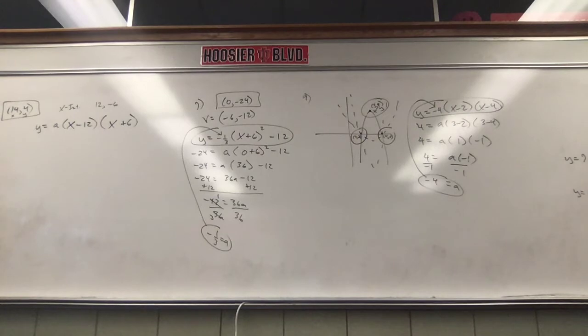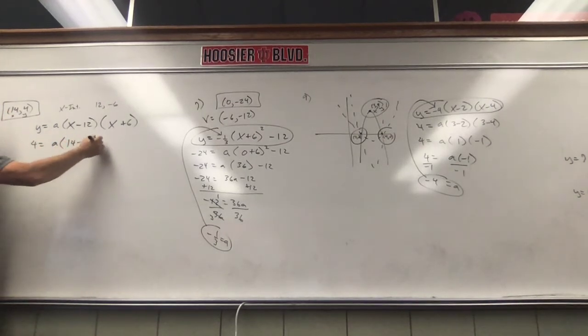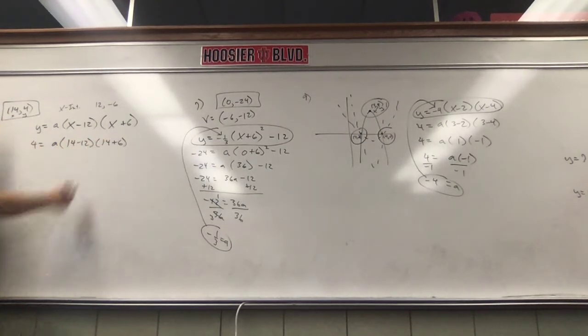Now, someone brought this up, I think it was him, he said, do we plug in the opposites? No. When you put it in that form, you put opposite, opposite. When you plug in values, you plug in the values for x and y. Don't plug in the opposites, plug in the values. So what do we plug in for y? 4. What do we plug in for a? Keep it a. What do I plug in for x? 14 for both x's. So 14 minus 12, 14 plus 6.